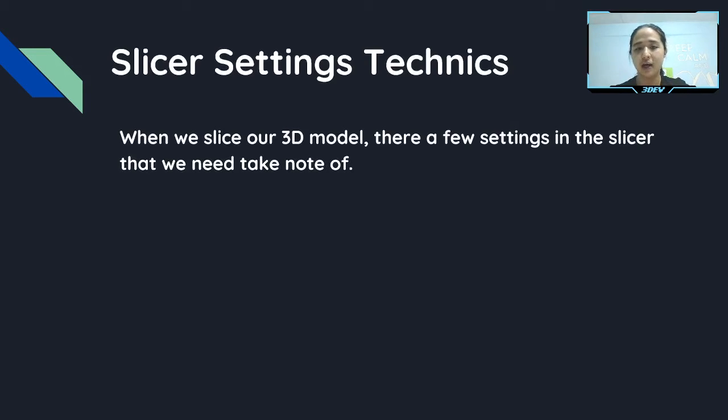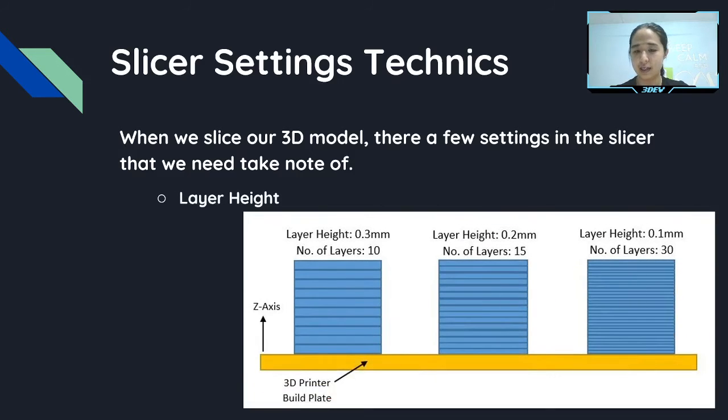Over here, I will share with you some slicer setting techniques. In the beginning, we will just take note of these few settings. First of all, the layer height. The layer height of each model you can see over here is different. The higher the layer height, the lower the resolution of your 3D model. If your layer height is smaller, the number of layers will increase, but your resolution will be better. So this is the difference in layer height.